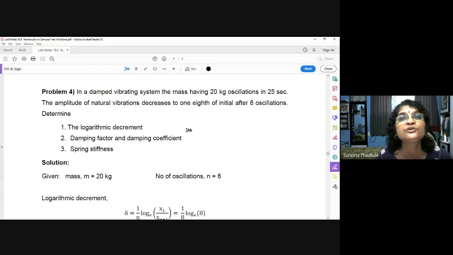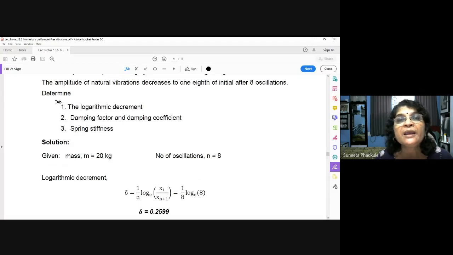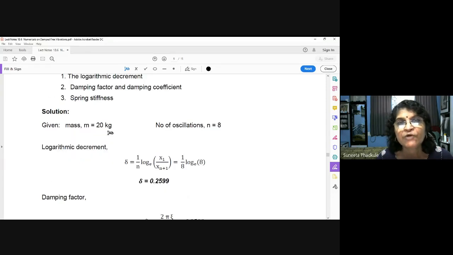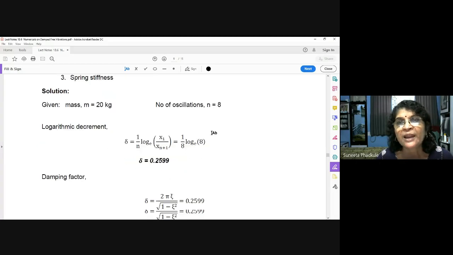So here it is given that in a damped vibratory system, the mass having 20 kg oscillates in 25 seconds. Then we have to determine the logarithmic decrement, that is delta, then damping factor zeta, damping coefficient C, and spring stiffness K. What is given? m is equal to 20 kg, the number of oscillations n is equal to 8, and this is also given, x1 upon x n plus 1.